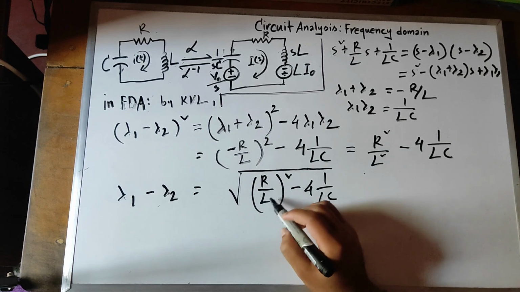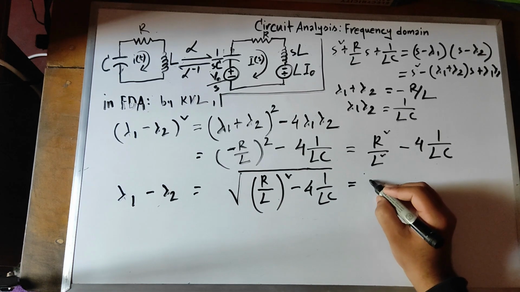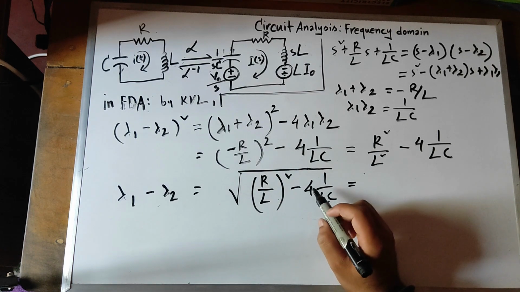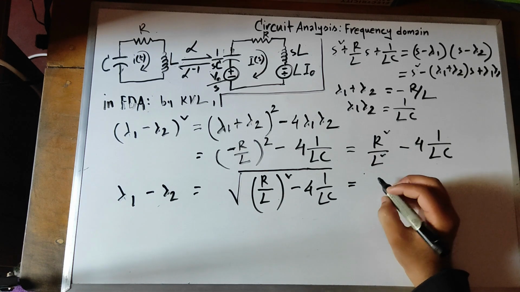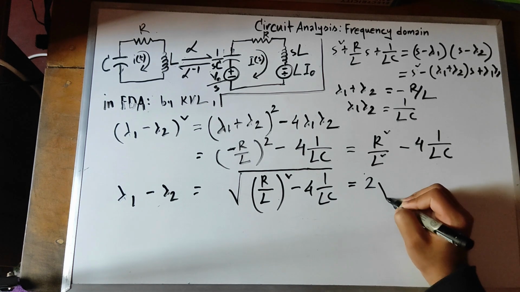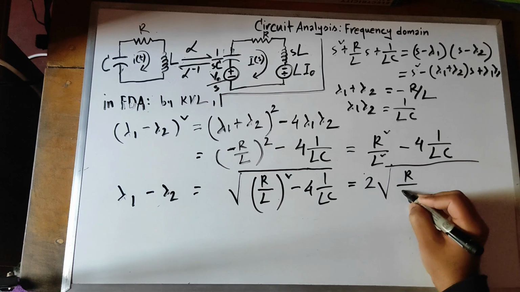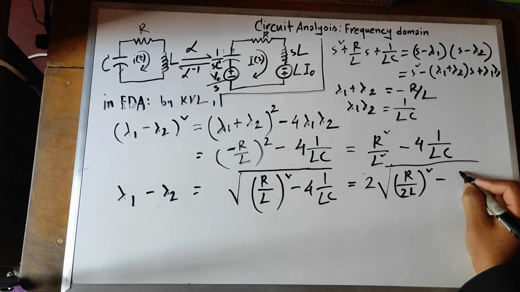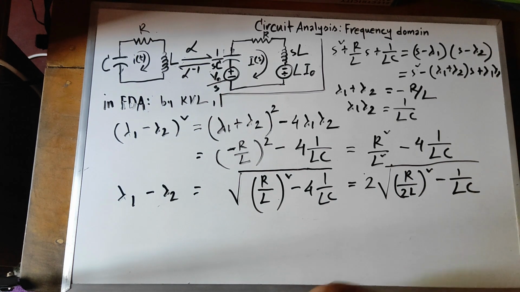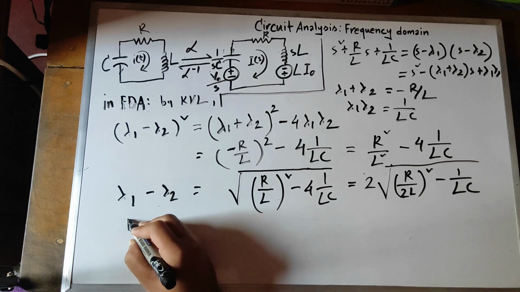So we want to take 4 common out. If we take 4 out of the square root, it will look like this: 2 root over R by 2L whole square minus 1 by LC.